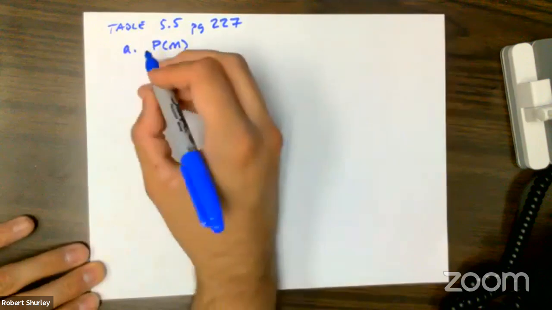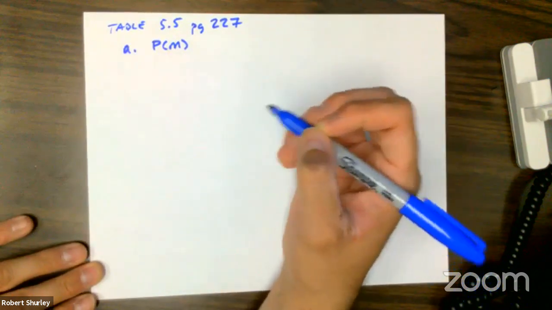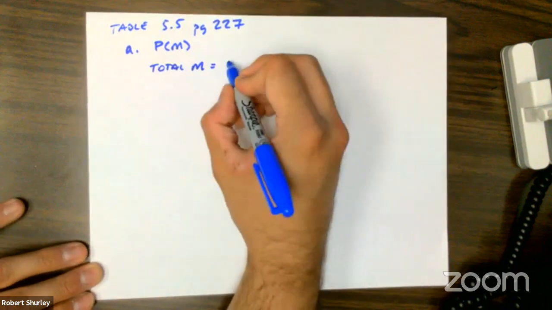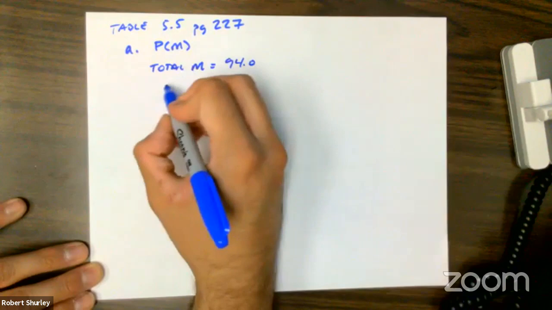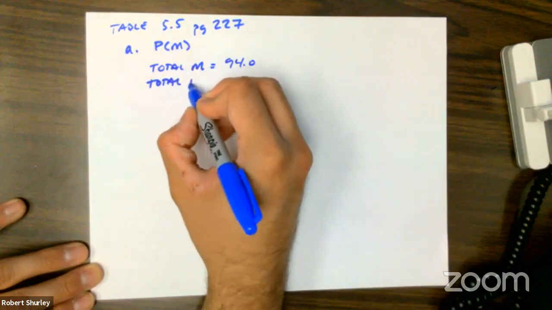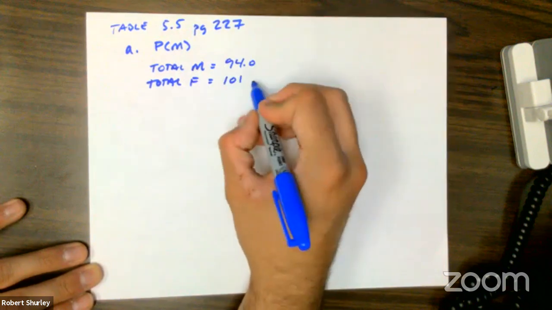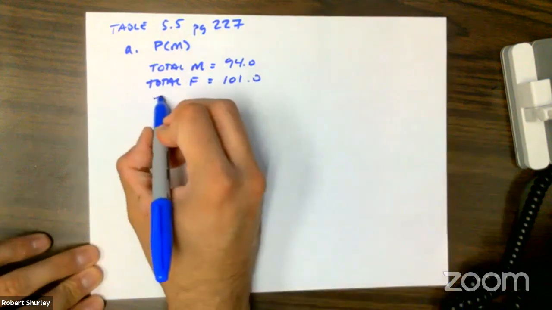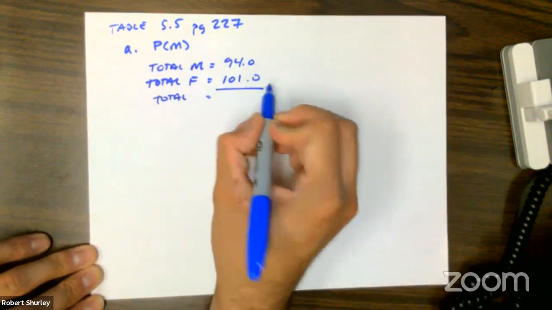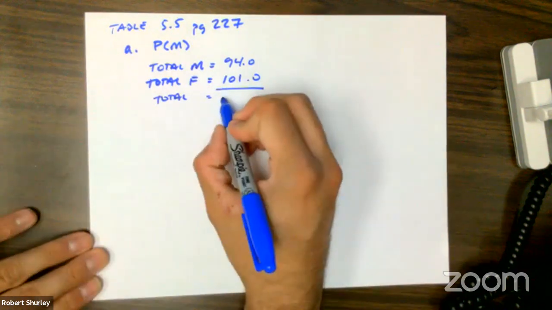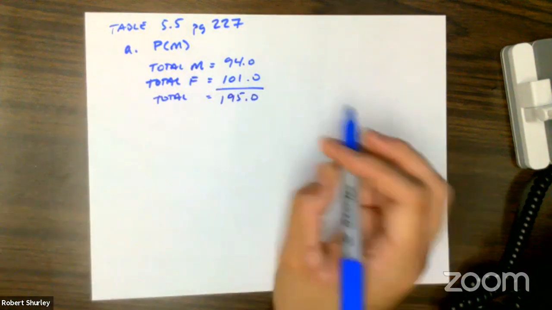So if we look at the total number of men, I'm going to cheat a little bit because the book did it already. The total men equals 94.0. The total for females is 101.0. So that means the total then, we got to add those two together. So 101 plus 94.0. 195. Yeah, you got 195? Yeah, 195. So this is our total.